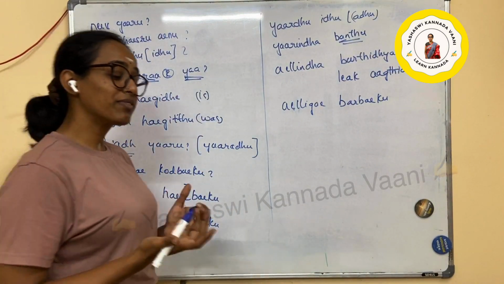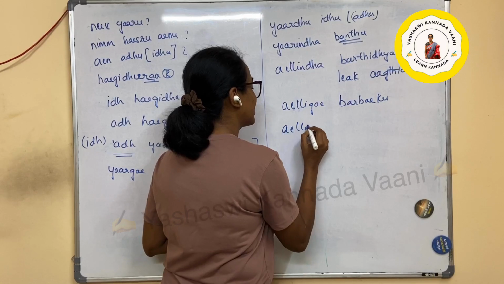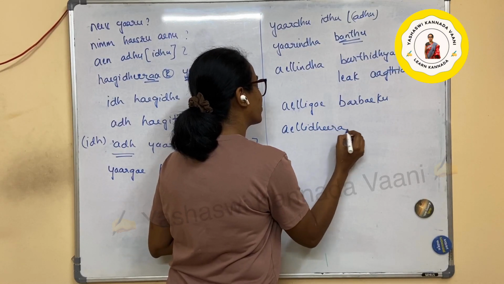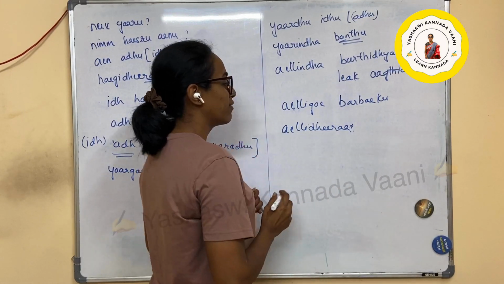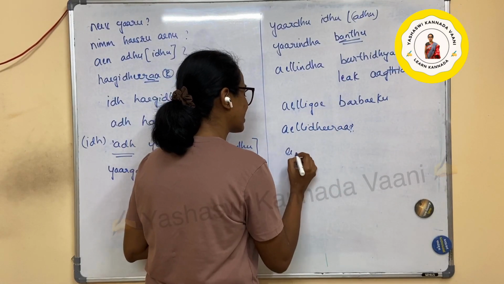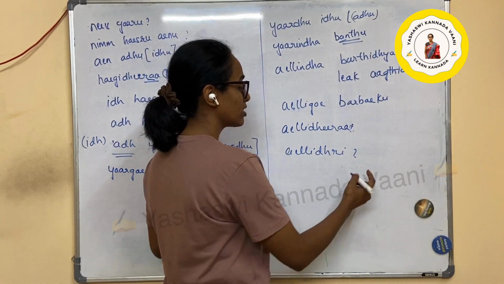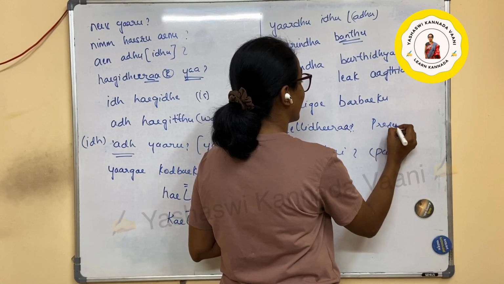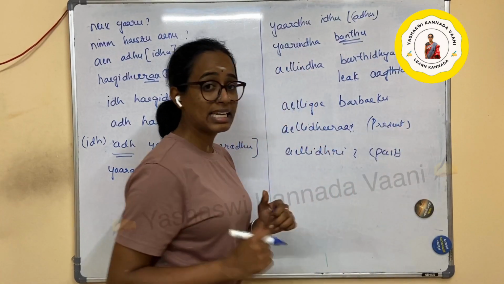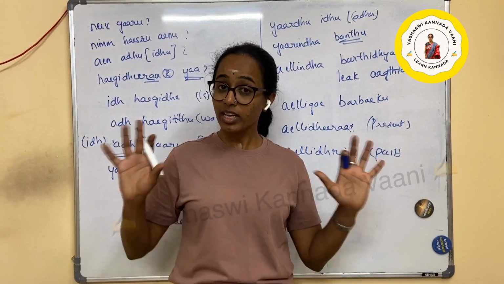Okay, next if you want to ask where are you? ಎಲ್ಲಿದ್ದೀರಾ? ಎಲ್ಲಿದ್ದೀರಾ? Where are you? Okay, next one. Where were you? ಎಲ್ಲಿದ್ರಿ? ಎಲ್ಲಿದ್ರಿ? Where were you? So this is in the past. This is in the present. ಎಲ್ಲಿದ್ದೀರಾ? Where are you? ಎಲ್ಲಿದ್ರಿ? Where were you? Okay. So here I'll stop.